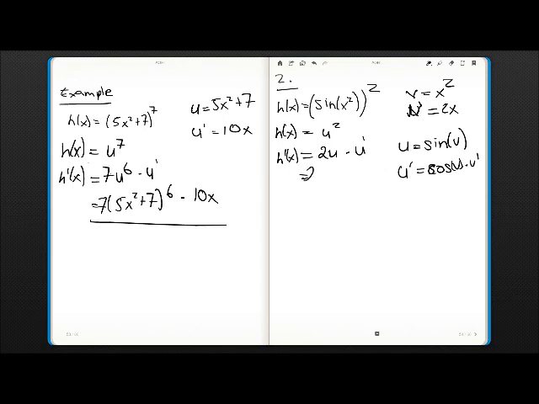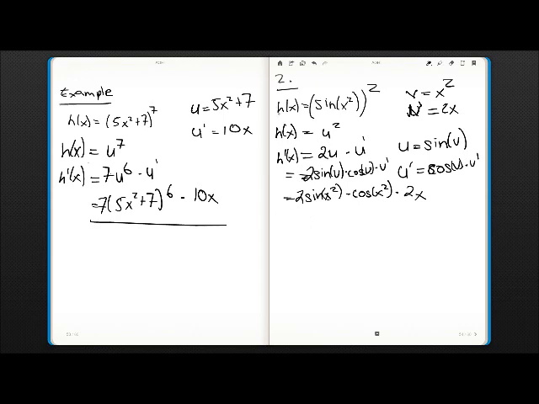Next, we just sub it in. We know u, that's 2 sine v times cos v times v prime. Now, we're still not done yet. We can sub the v's in now. If we sub it in, we get 2 sine x squared cos x squared times 2x.